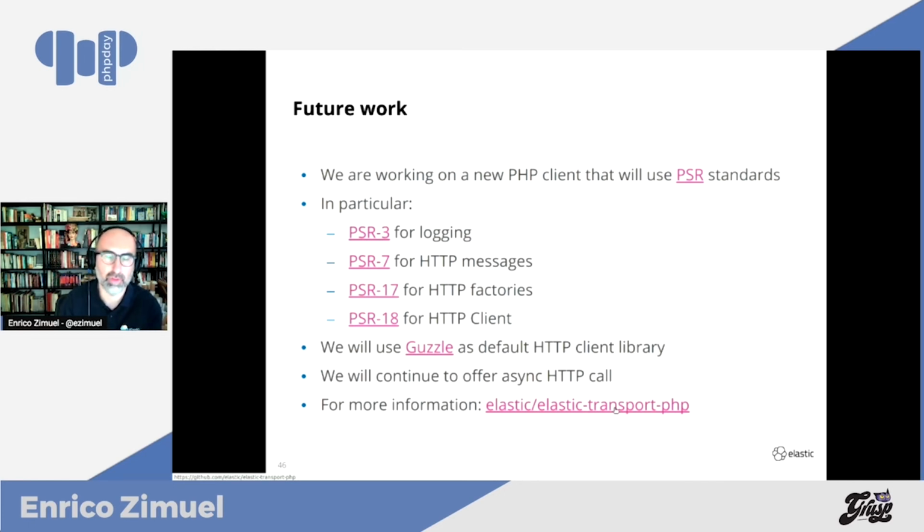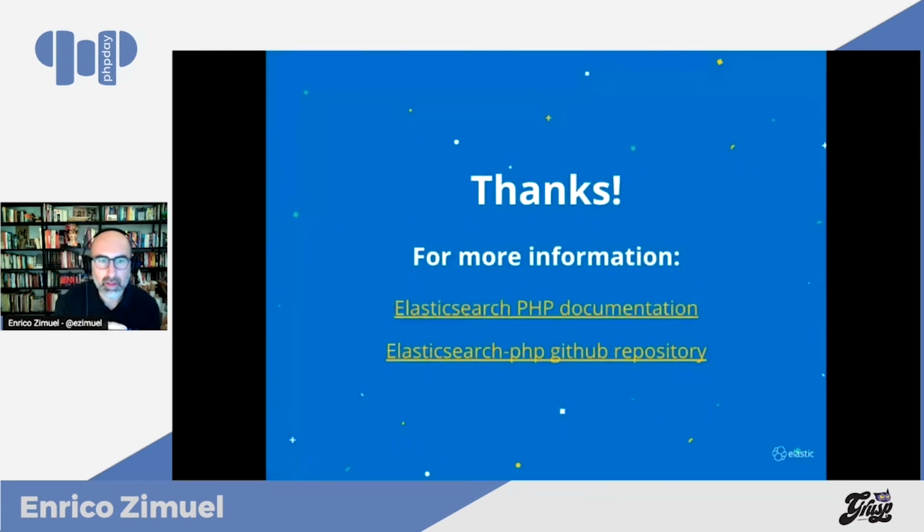If you want to have a look at what this looks like, this is work for Elasticsearch PHP 8, the next major version, because we don't want to break existing code, of course. You can have a look at the project Elastic Transport PHP, which is an abstraction of an HTTP client for all the Elastic products, talking about PHP, of course. Okay, so I finished. Thank you very much for your attention.